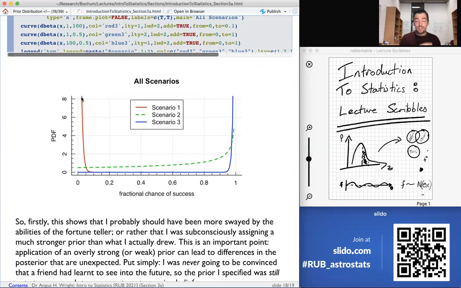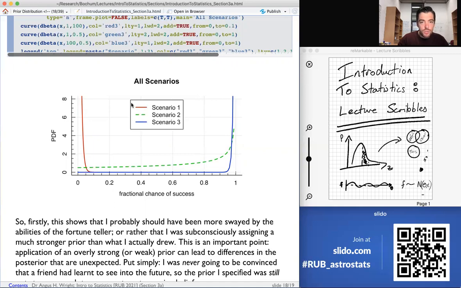While I said I specified a prior that was quite strict, in my mind, my true prior belief was much, much stronger. And therefore, my posterior has basically been unaffected by the data that we observed. So my prior needs to be much stronger than what I initially gave.